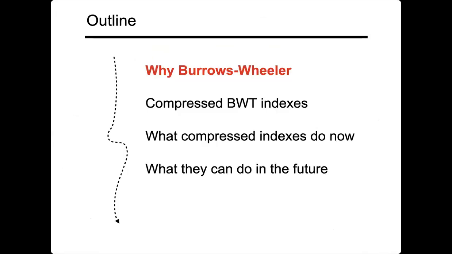So from here on, I'm going to first of all say, why do we care about the Burrows-Wheeler transform? Why does it make sense that this is the computational basis for all we're doing with pangenomes? Then I'll talk about what are the compressed BWT indexes we have available today, what they can do in the third part, and then maybe what they can do in the future in the final part.